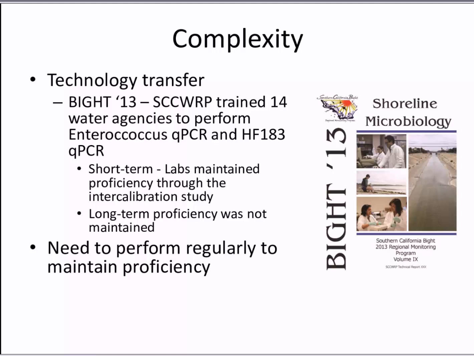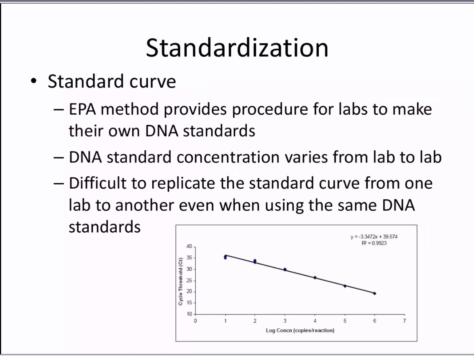And then what I think is the major disadvantage is the standardization. The current EPA method relies on a standard curve to derive your quantitation from your samples. The EPA method provides procedures for labs to make their own DNA standards. So the DNA standard concentrations can vary from lab to lab, and if you have this variation, then it's hard to compare your lab results to another lab. And even if you get one vendor to provide all the labs the same DNA standards, it's still difficult to replicate the standard curve from one lab to another.